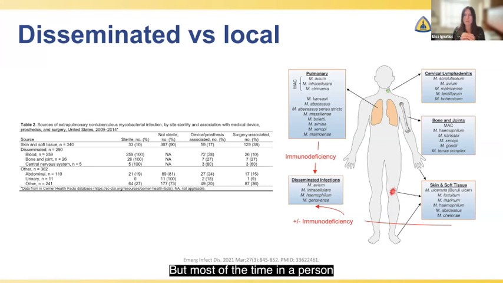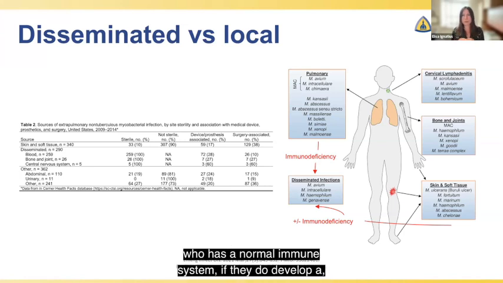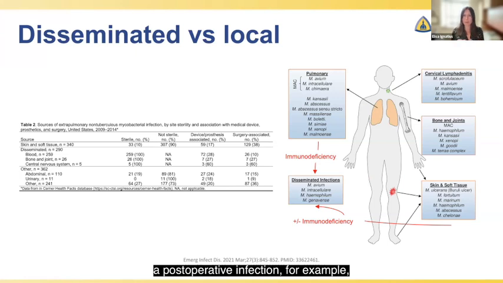But most of the time, in a person who has a normal immune system, if they do develop a post-operative infection, for example, that infection stays right at the site of the original procedure or surgery.